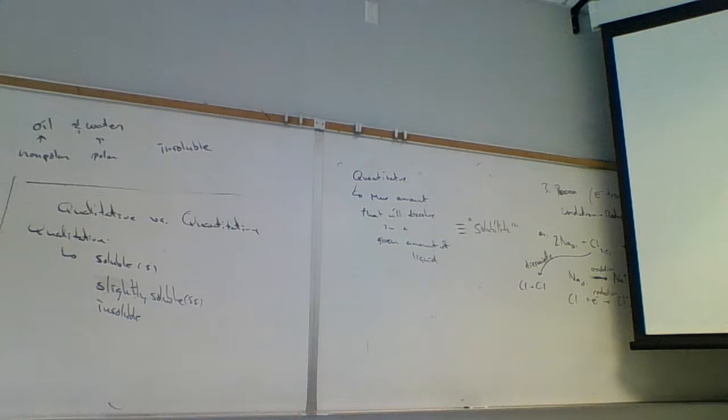the cation. If the cation is group 1 or ammonium, then these are all soluble. It doesn't matter what the anion is. So tell me, what is the formula for ammonium phosphate? Ammonium phosphate.